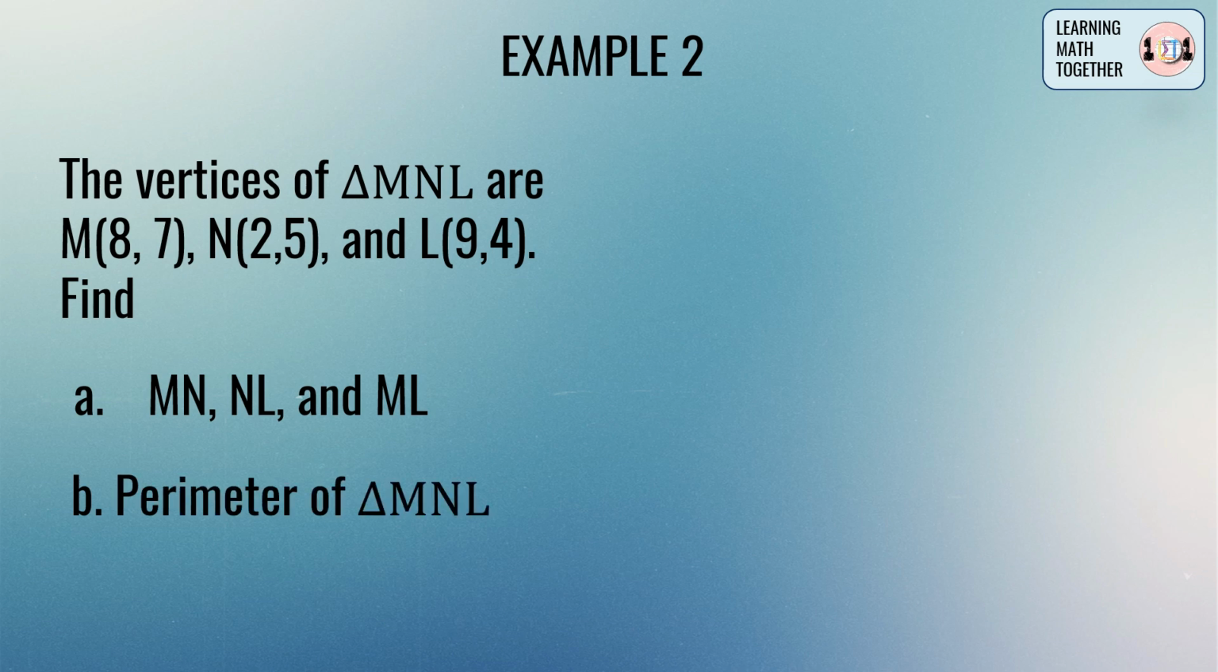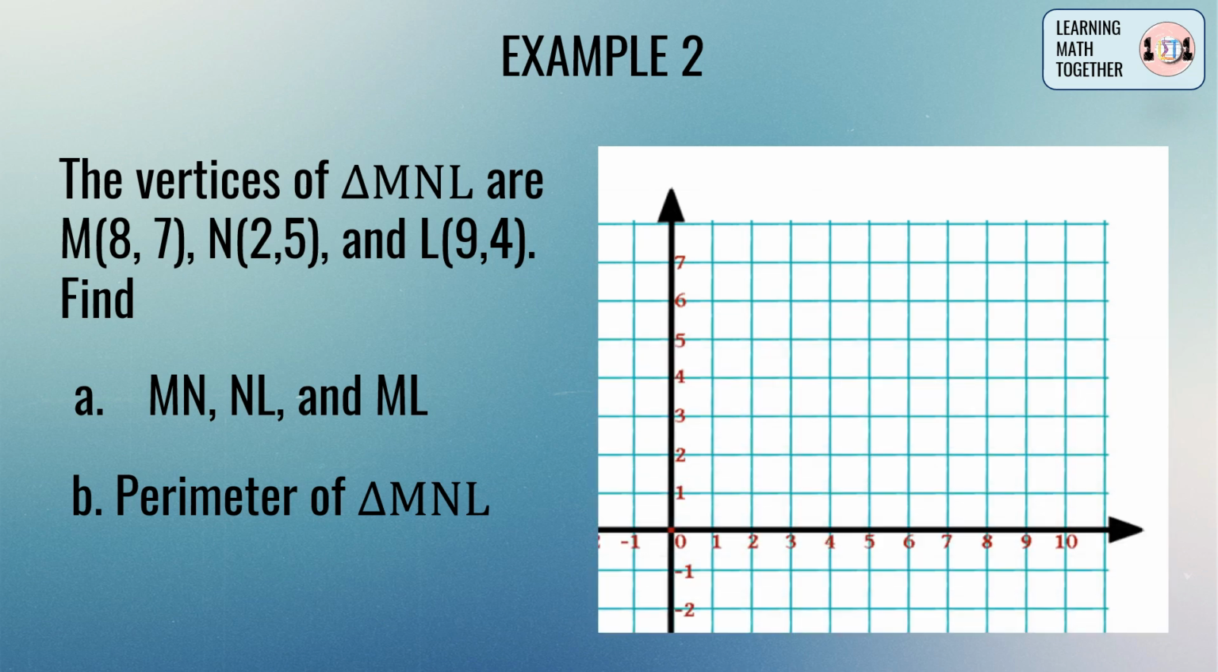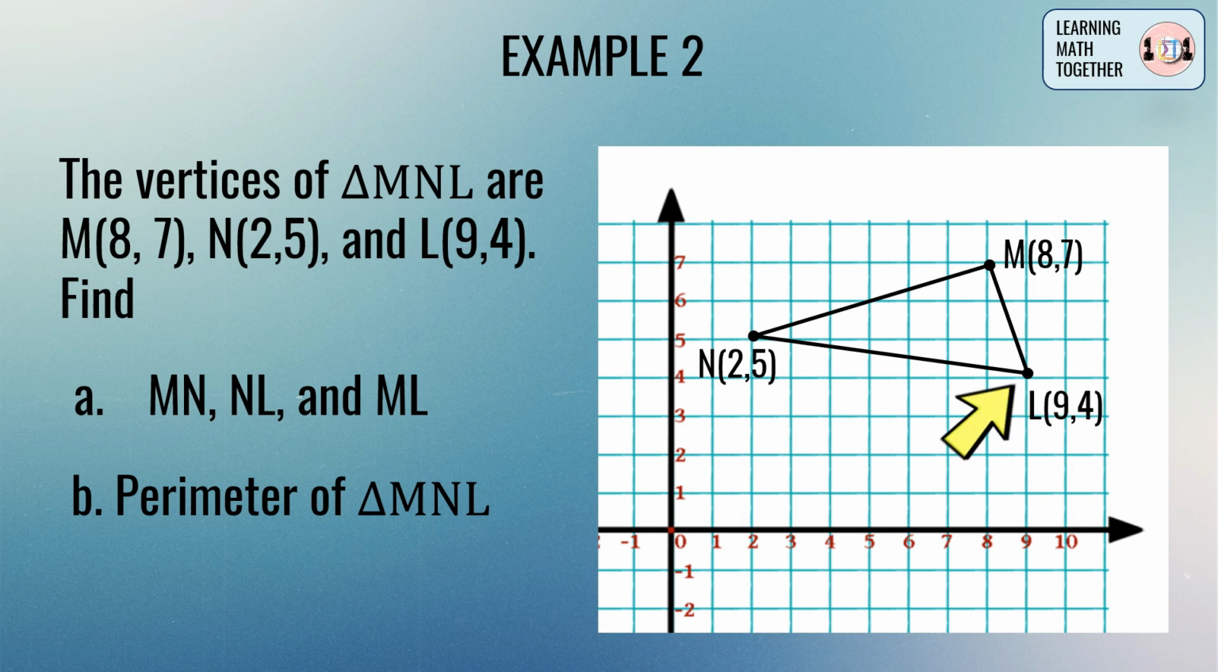But before anything else, let's draw these points on the Cartesian plane so that we would be able to visualize how the triangle looks like. So we have here these points. We have M with the coordinates of 8 and 7, N, which we have here 2 and 5, and the last point is L, which is 9 and 4. As you can see here, our task is to get the distance of this side and this side.